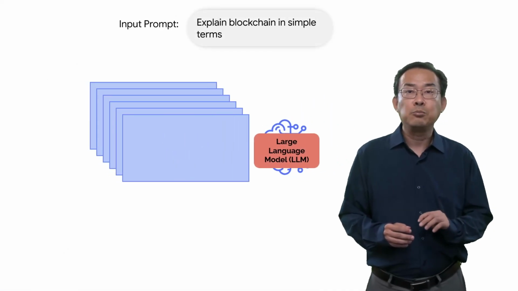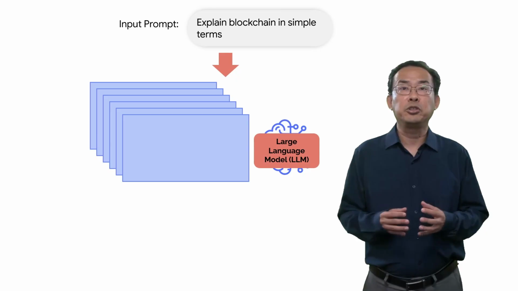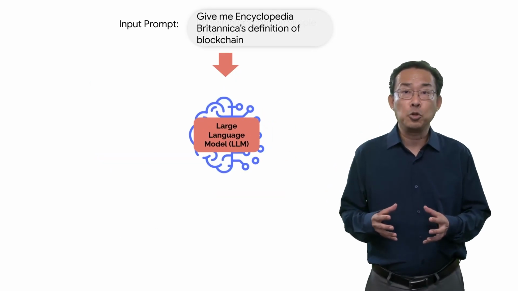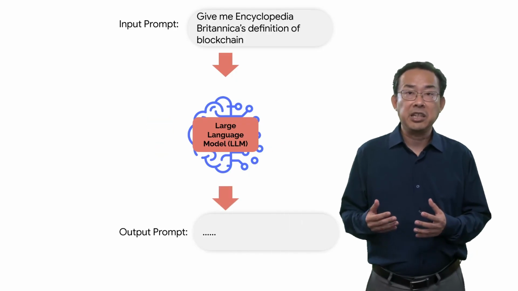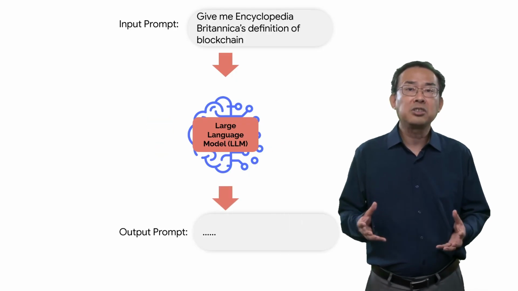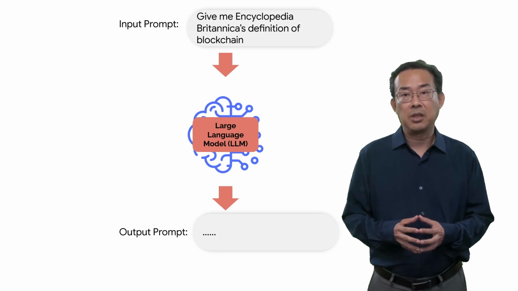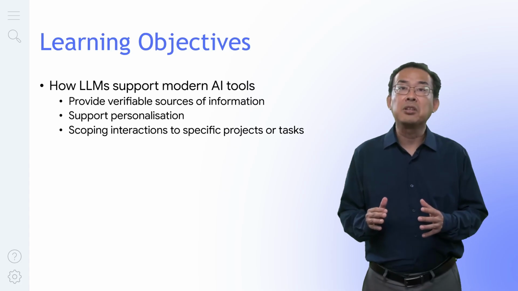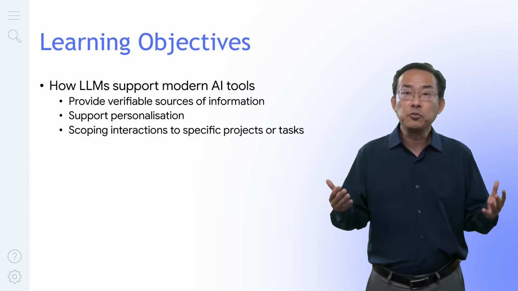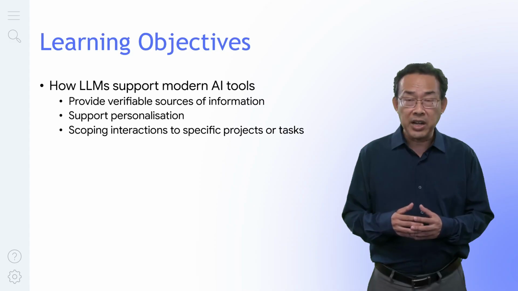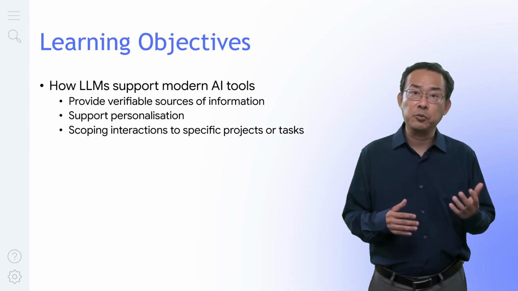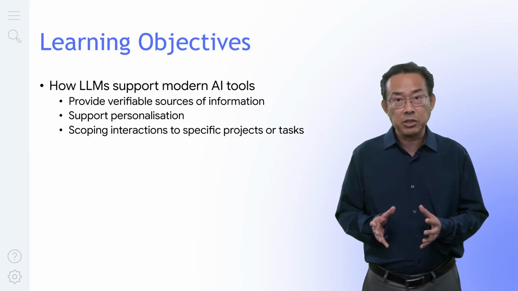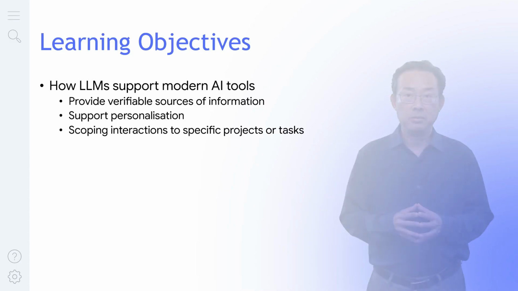Recall that an LLM generates the most plausible continuation based on patterns it learned during training. On its own, it cannot consult a database, browse a document, or look something up before answering. In this unit, we will explore how modern AI tools are built around an LLM to improve its usefulness by providing verifiable sources of information, supporting better personalization, and scoping our interaction to a specific project or task.